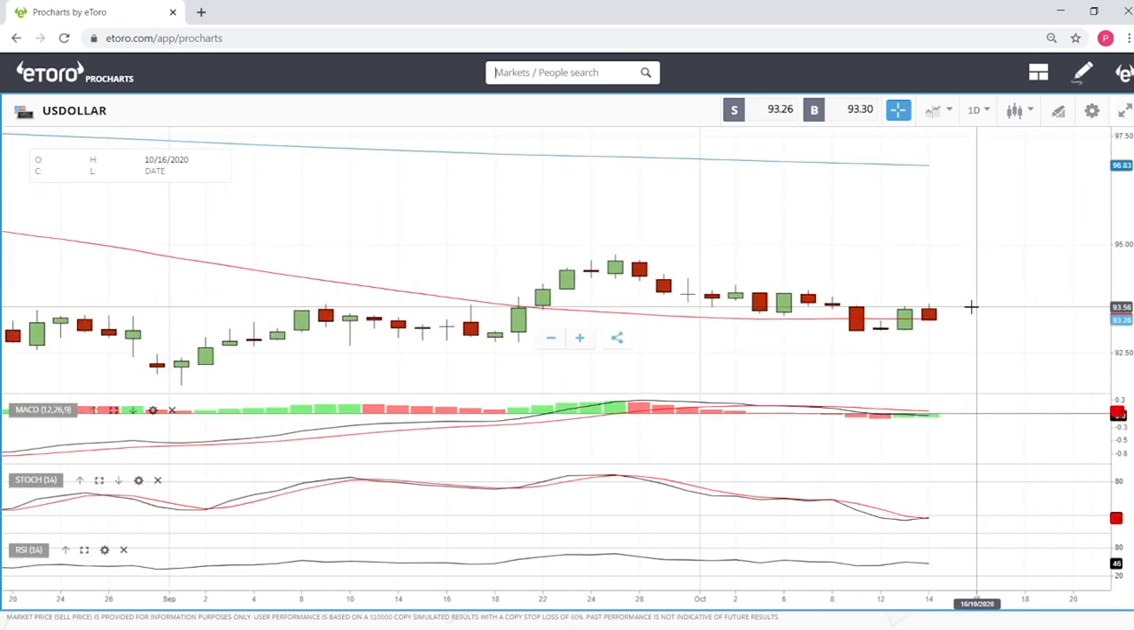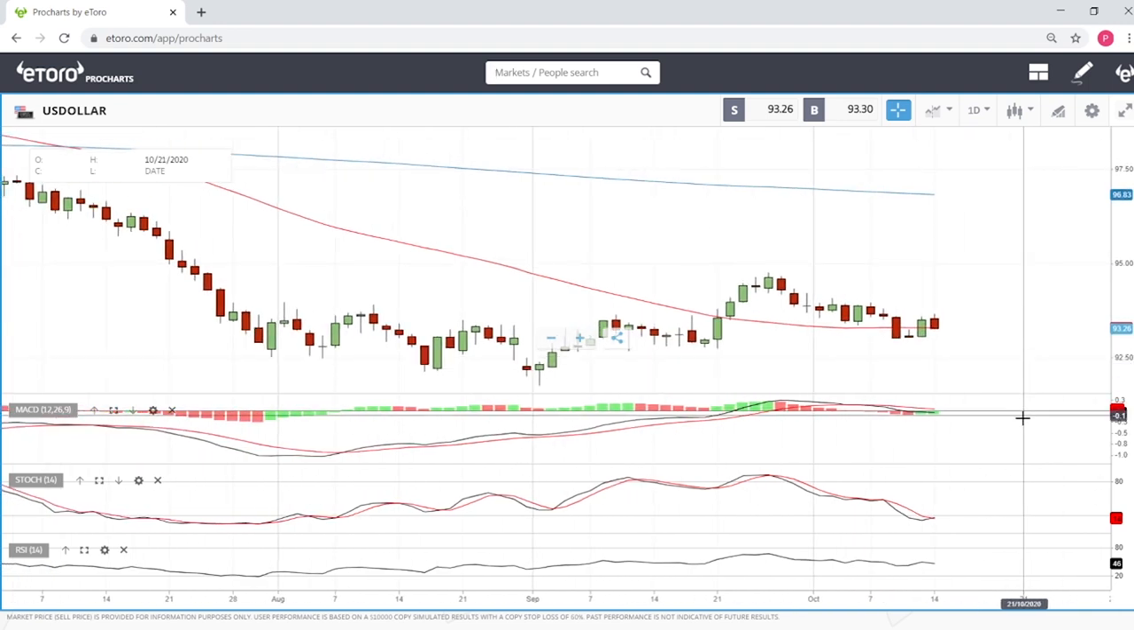This, of course, has had an effect on most commodities and precious metals because there is a negative correlation between the US dollar index and the commodities and the precious metals. So in this case, you can see that most commodities today have risen quite nicely, and also the precious metals. So this is one of the reasons, not the only reason.